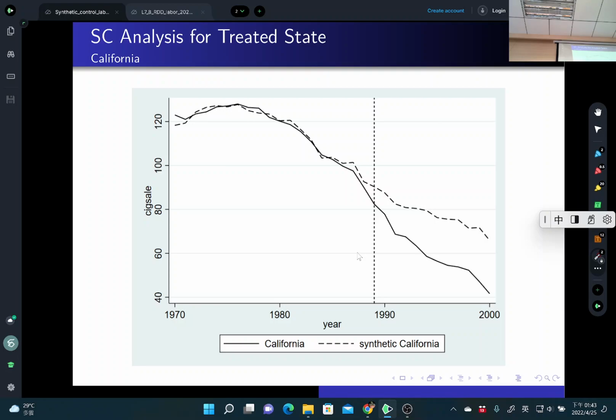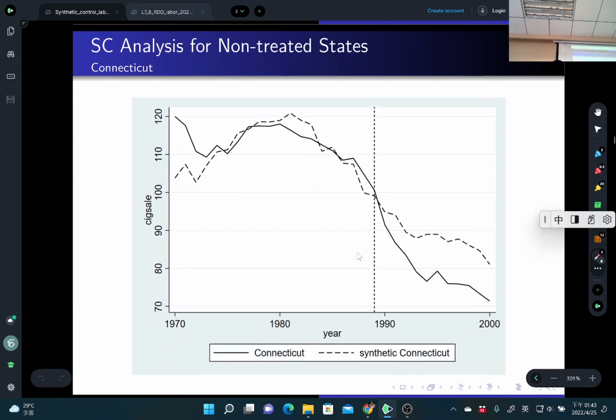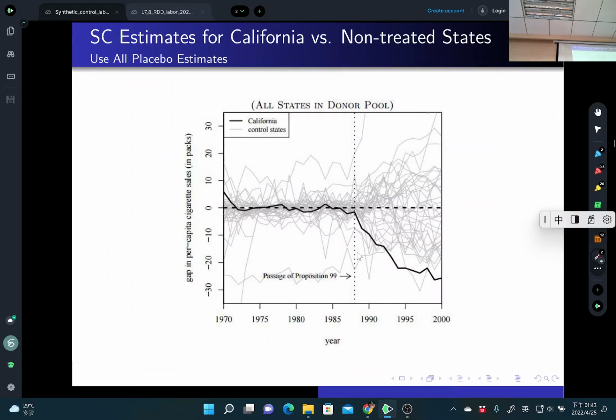And after treatment happened, the difference becomes negative. The other gray lines are the placebo estimates, that is, the other non-treated units' real outcome and synthetic outcome, and their difference. And to calculate the p-value, we compare our synthetic estimate for California with the other states' placebo estimates.